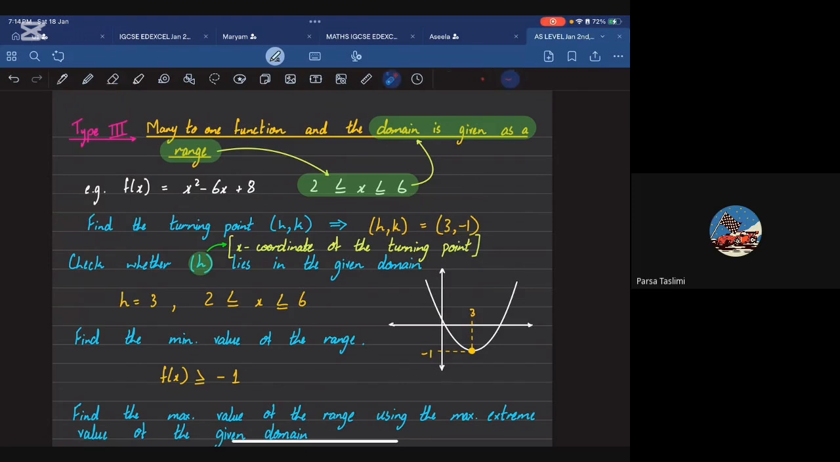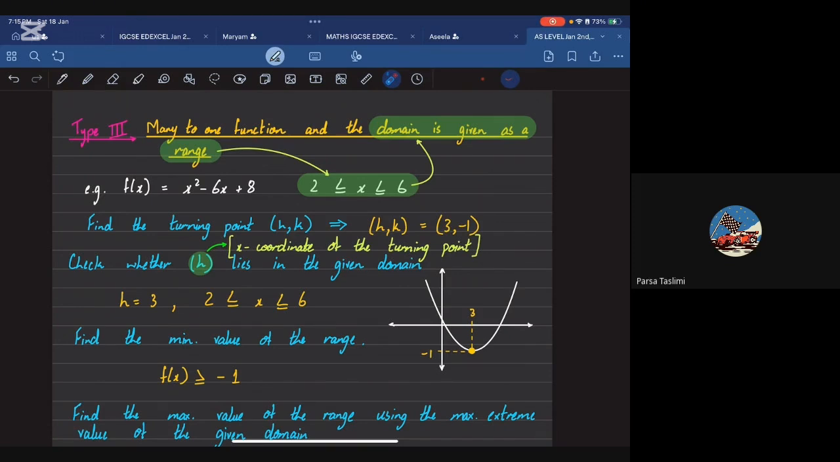There was one step in which you had to check whether h lies in the given domain. h is the x coordinate of your turning point. If it lies in the given domain, that means you can utilize your minimum point. But it's highly likely that it may not lie in the domain. For example, a question might come where it does not lie in the given domain. That could be a greater possibility as well. What if it doesn't lie in the domain?